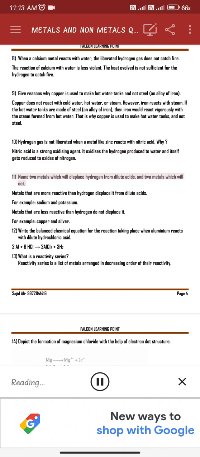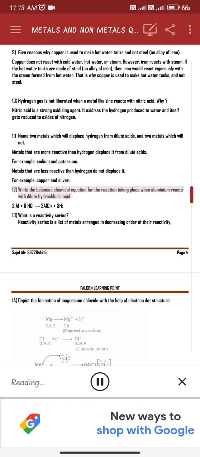11. Name 2 metals which will displace hydrogen from dilute acids, and 2 metals which will not. Metals that are more reactive than hydrogen displace it from dilute acids. For example, sodium and potassium. Metals that are less reactive than hydrogen do not displace it. For example, copper and silver.